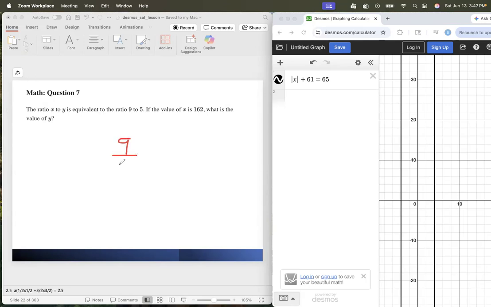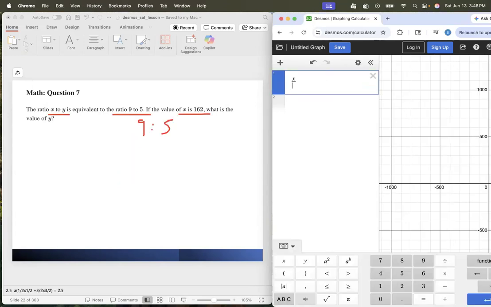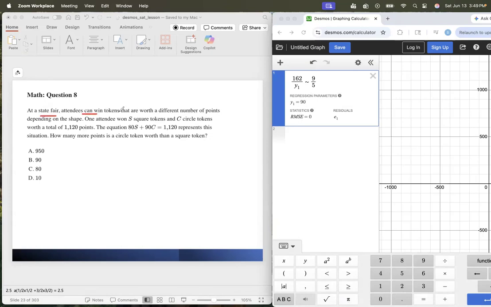Like 9/5 is your X and Y, right? And they've given you what X is. You just put it in. If you want to put it in, I would say just regress it, right? So X/Y, and I do my regression is equal to 9/5. And therefore, X is now 162. But Y, you have to change it to Y1, and it's going to give you the answer right away. It's 90. Straightforward, right?